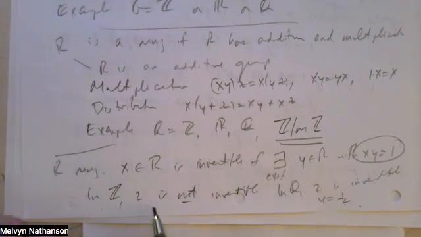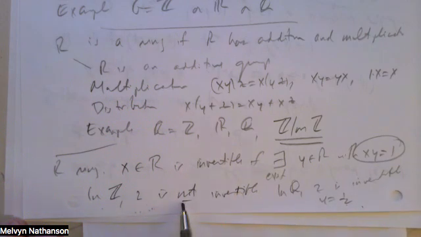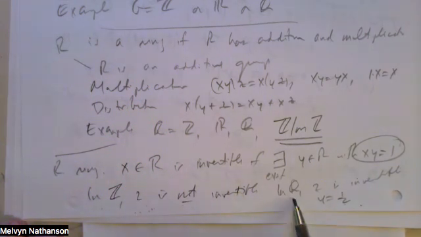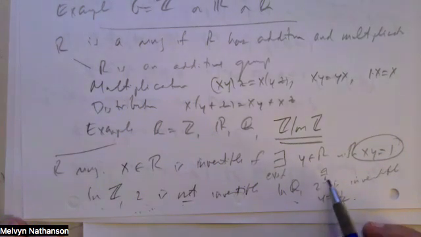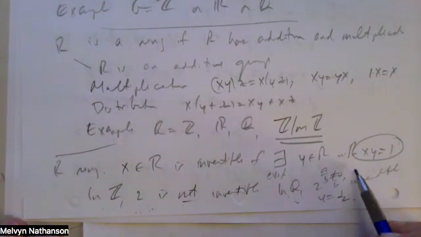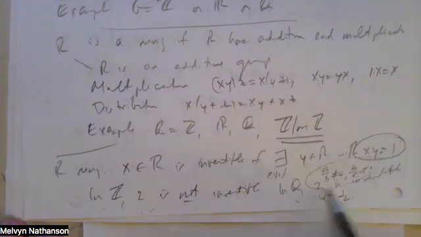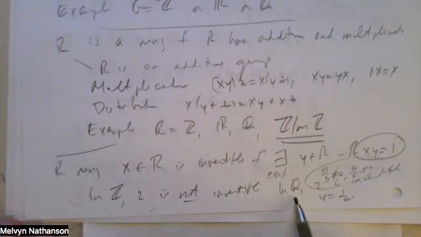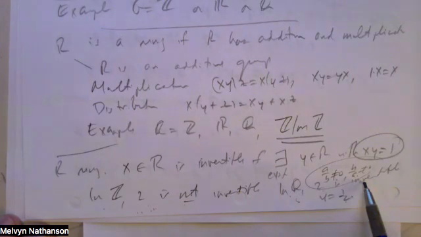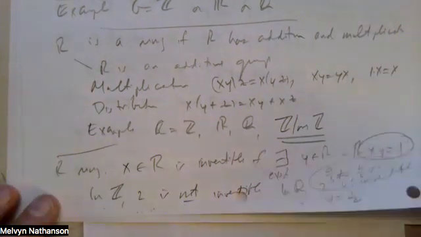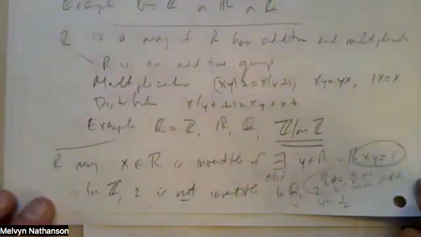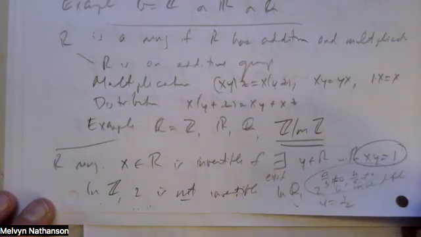The integers contain elements that are not invertible. The rationals, if you take any non-zero number a over b in Q, if a over b is not 0, then b over a is another non-zero rational, and the product is 1. So in Q, every non-zero element has an inverse. That's not true in the integers. So to say an element in a ring is invertible means there's something you can multiply it by to get 1.